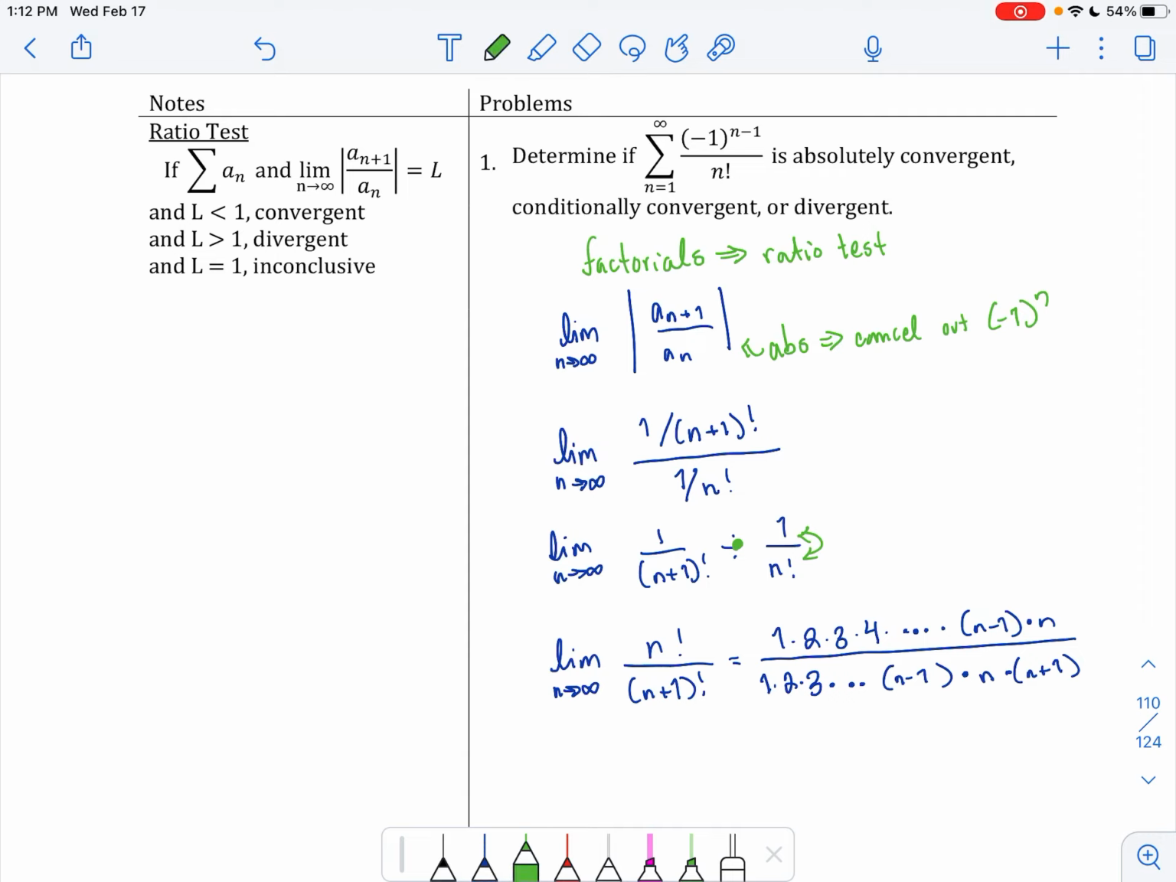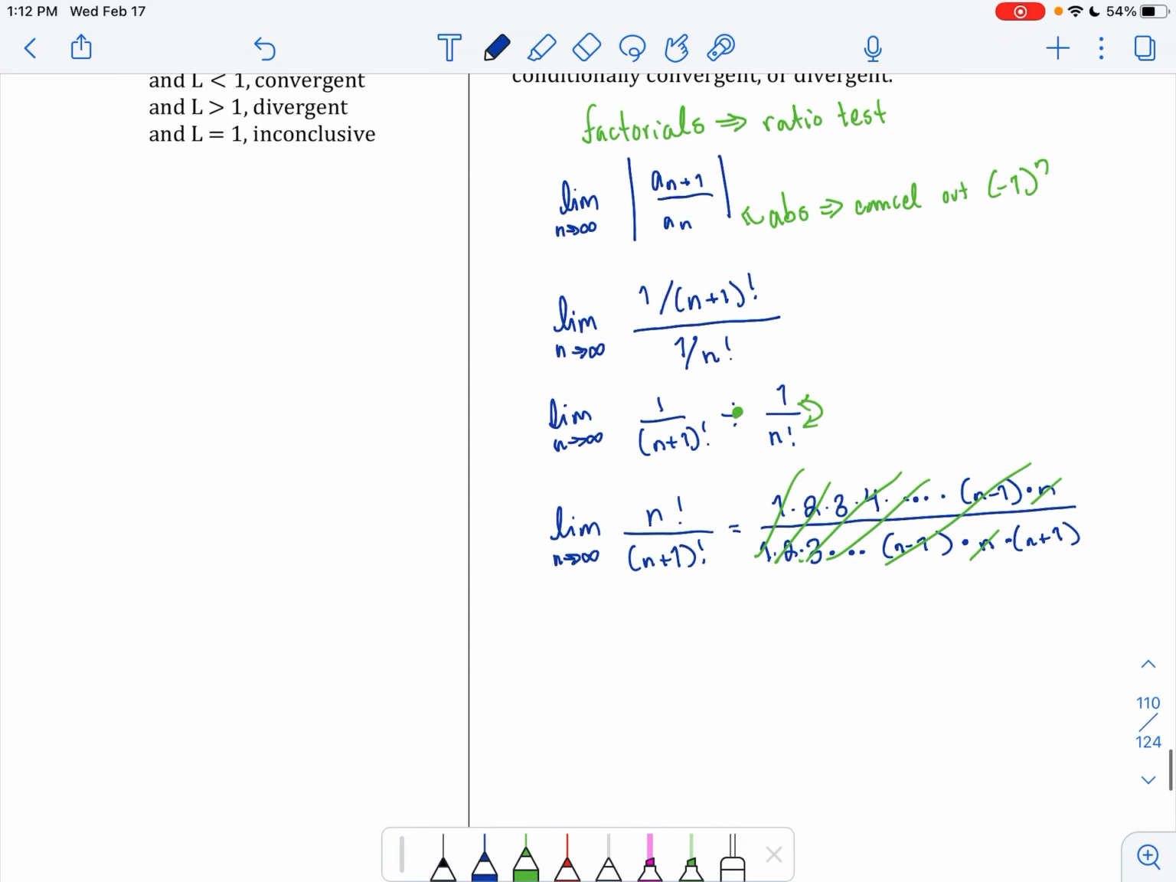Now the reason that I wrote this all out like this is you get a lot of canceling. n in the numerator and denominator, gone. n minus 1, all of the intermediate terms all cancel out, and we're just left with the limit as n approaches infinity of nothing in the numerator, which is 1, over n plus 1 in the denominator, like so.